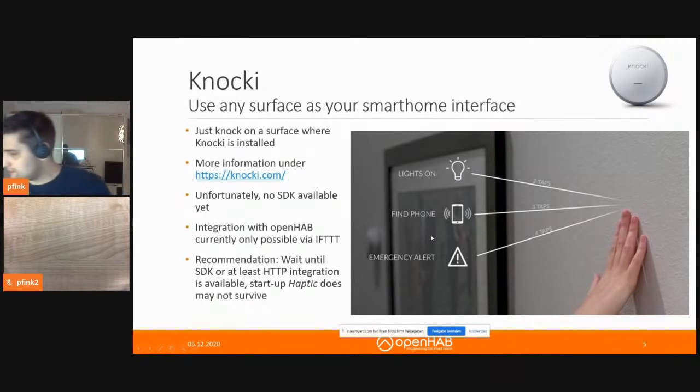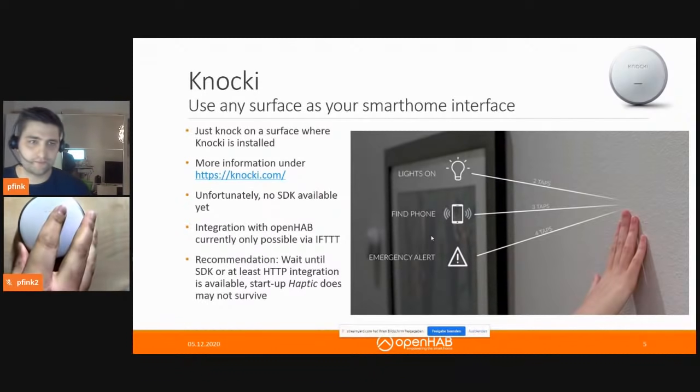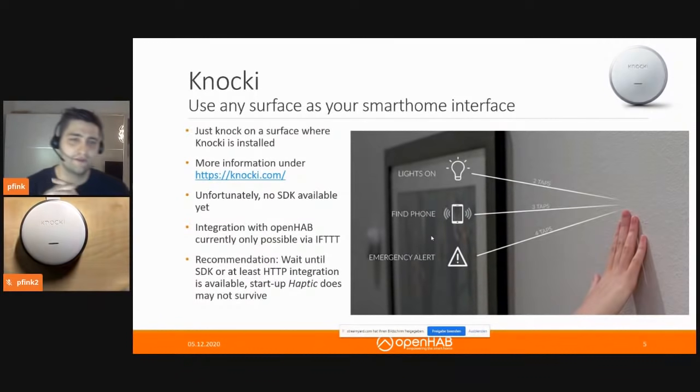Let's come to the next one, which is something very interesting from my point of view. That is Knocki, which is this device here. And the Knocki device is not something that you directly interact with. It's something that you put anywhere on some surface, like a wall or a cupboard, or I usually put it under the desk so you can't see it.